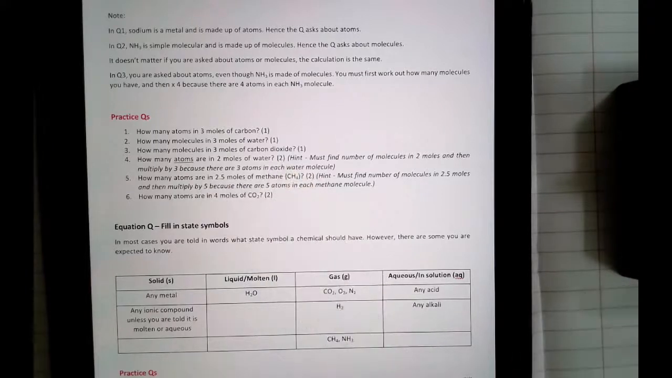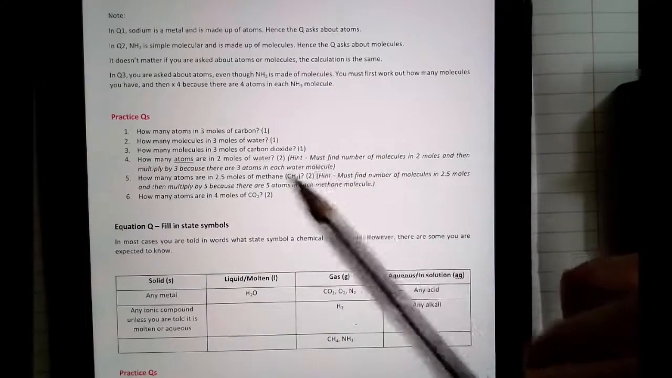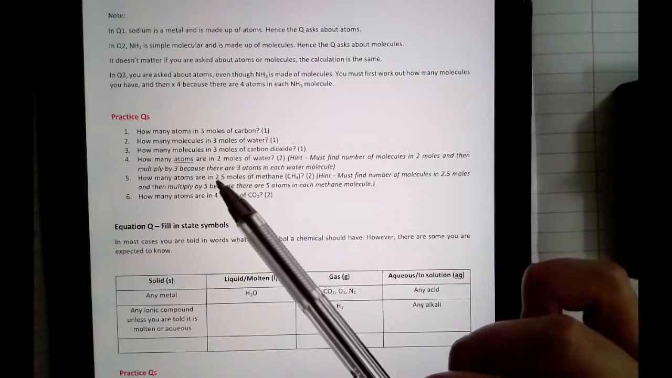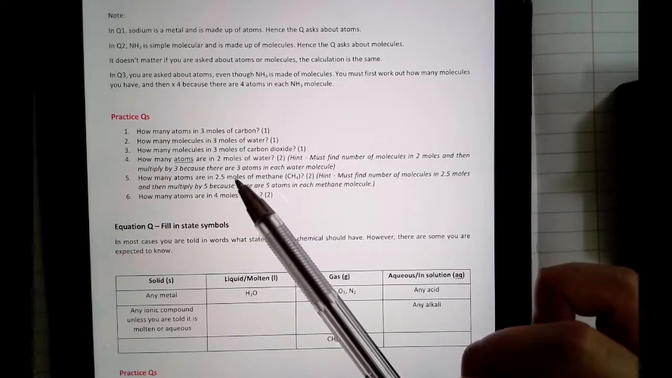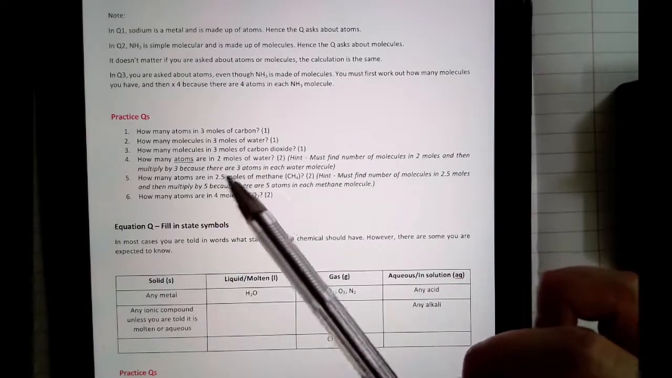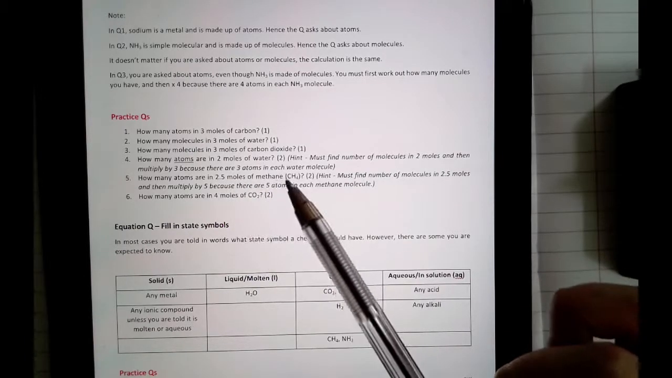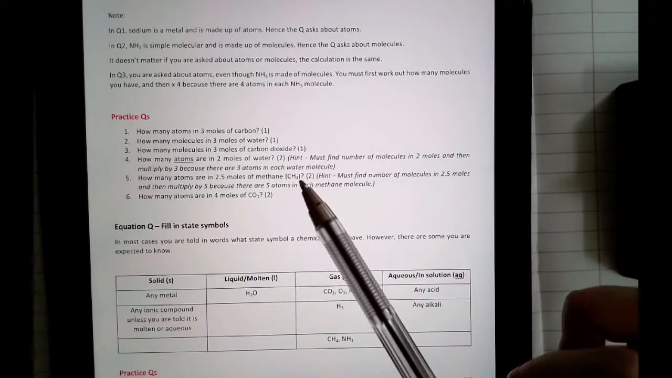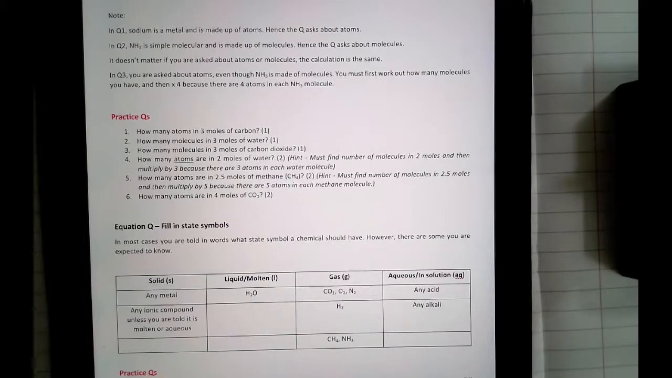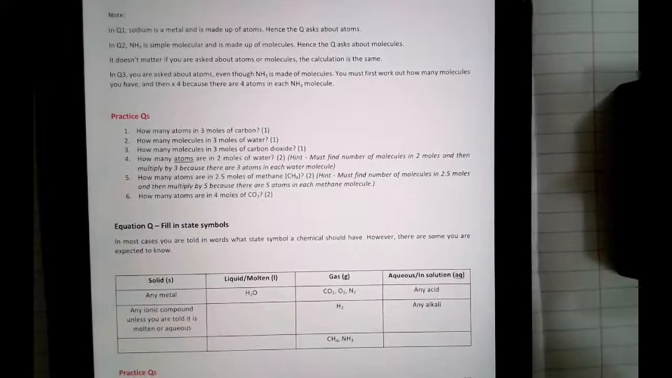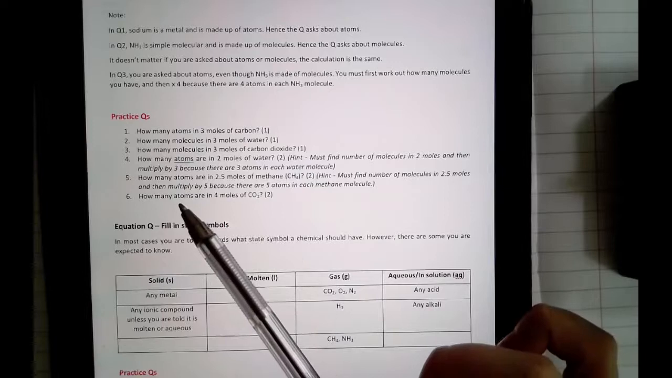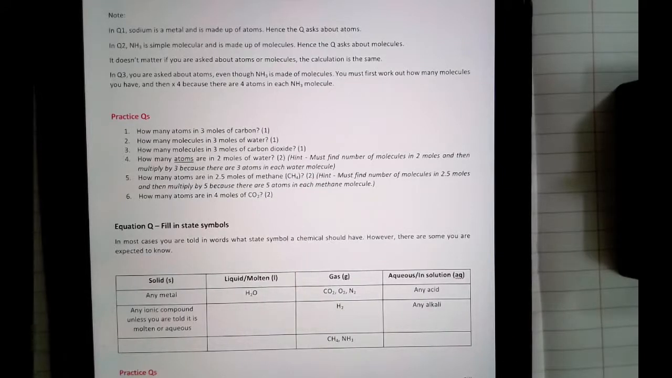And the next one, how many atoms are in 2.5 moles of methane? Again, methane itself is not an atom. So I do 2.5 multiplied by 6.02 by 10 to the 23. So I do that first, just like I've always done. And once I've done that, I look at methane and I count up how many atoms there are. There are 4 hydrogens and 1 carbon. There are 5 atoms in total. So I find my answer and I multiply by 5. In the next one, how many atoms are in 4 moles of CO2? CO2 is not an atom.